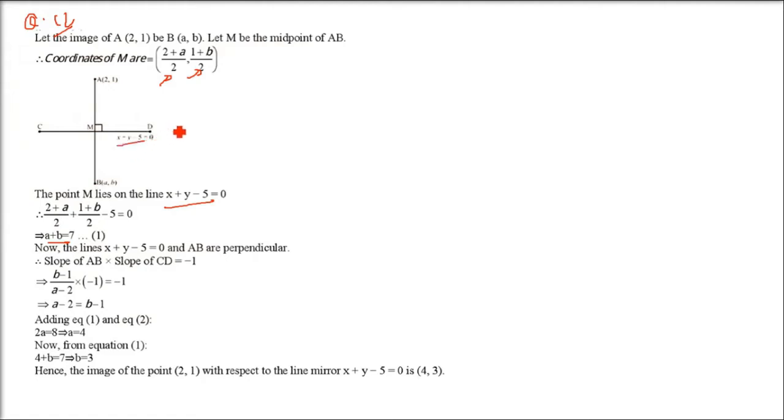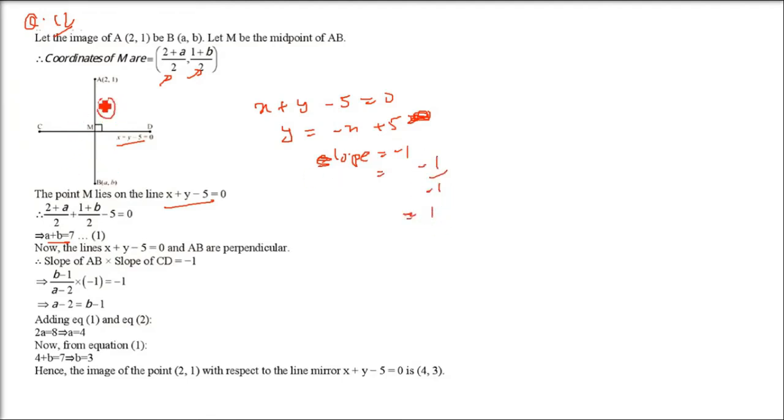Now AB and CD are perpendicular. So take the slope of both of these, multiply, and take it equal to minus 1. The slope of the line x plus y minus 5 equals 0: y equals minus x plus 5, so the slope of CD is minus 1. The slope of AB will be minus 1 by minus 1, that is 1.